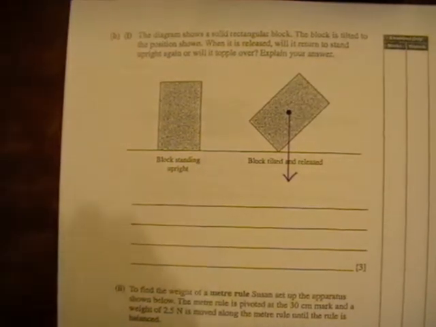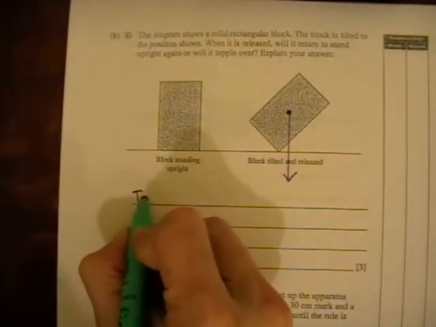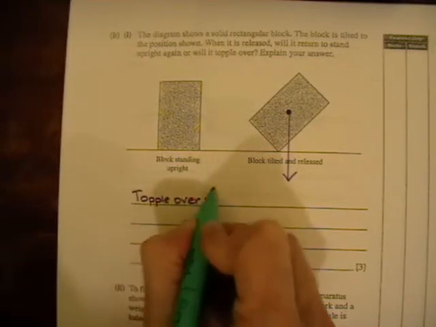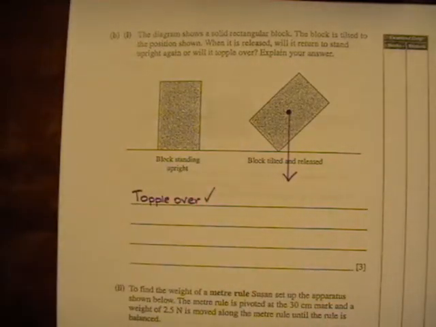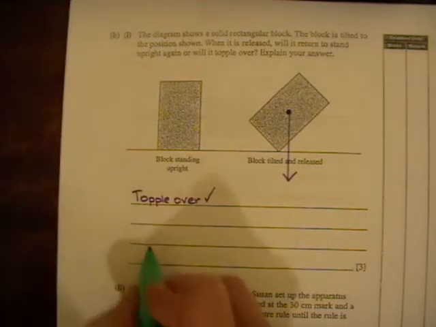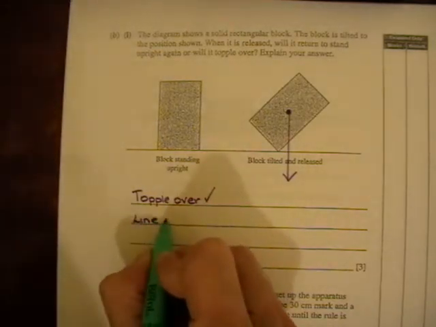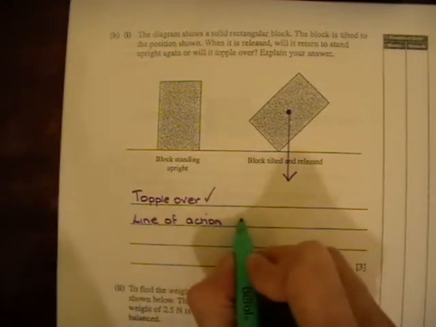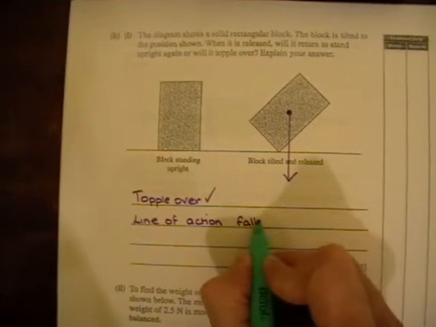So to get your marks, first of all, 3 marks. Firstly, you say that it's going to topple over. And then you're going to say that the line of action falls outside the base.